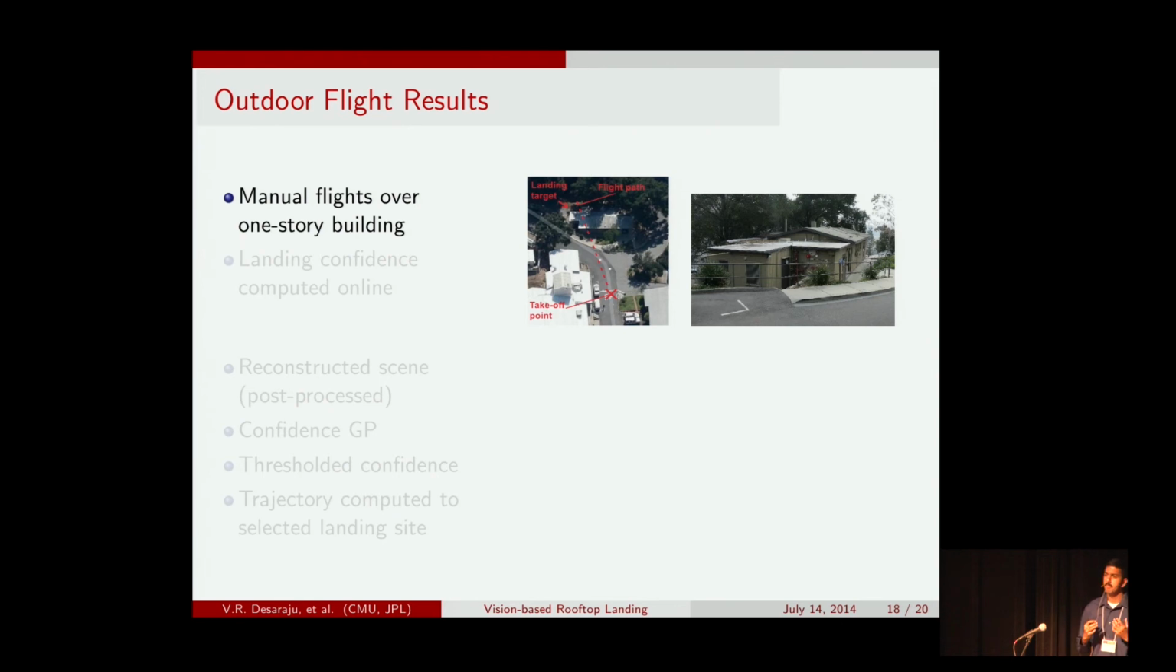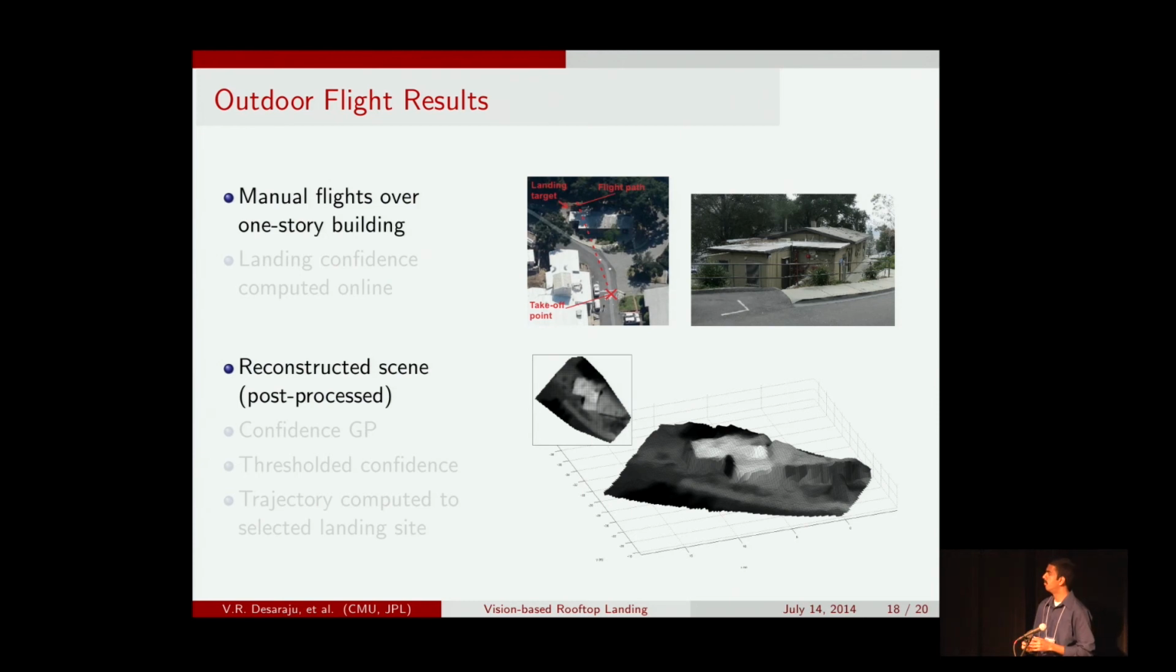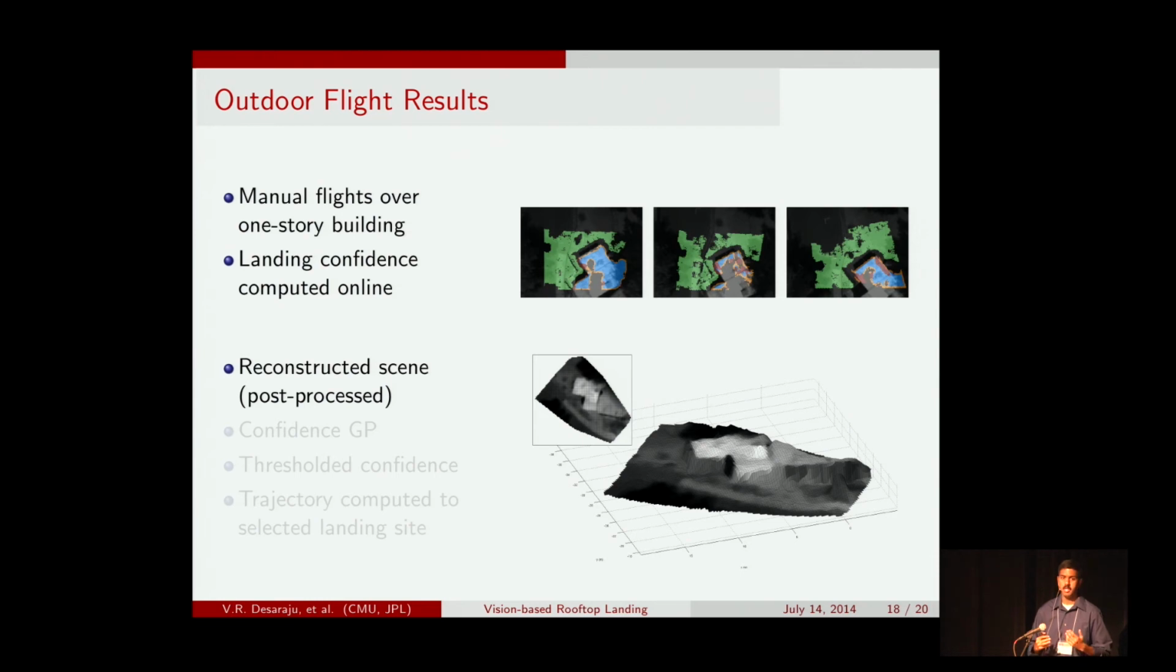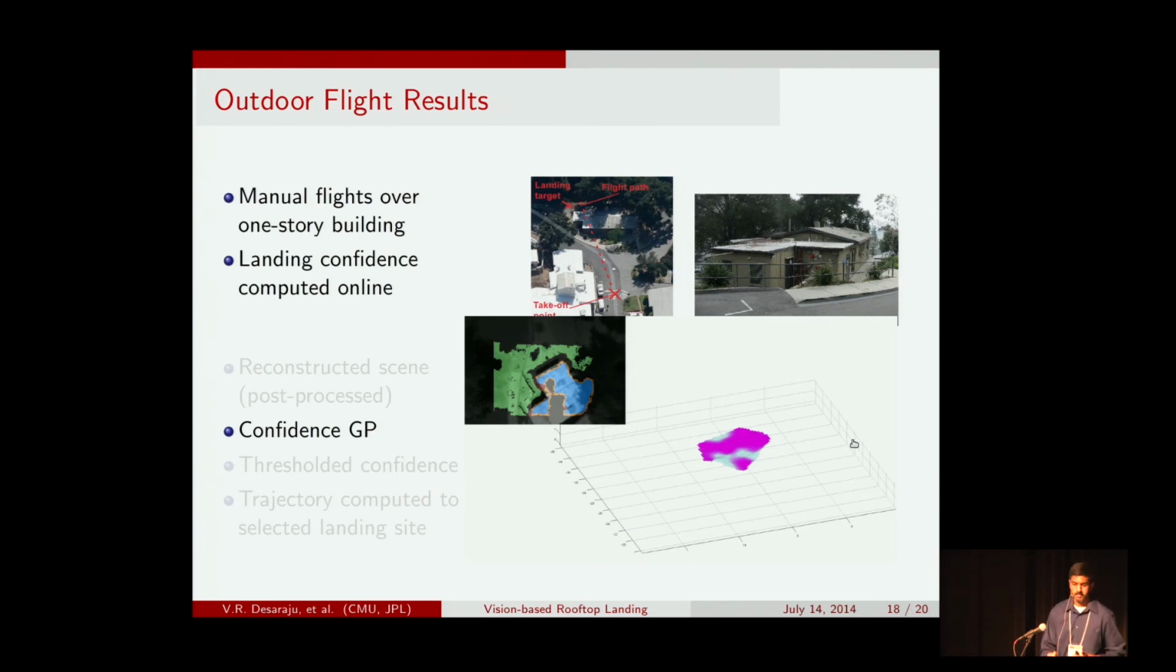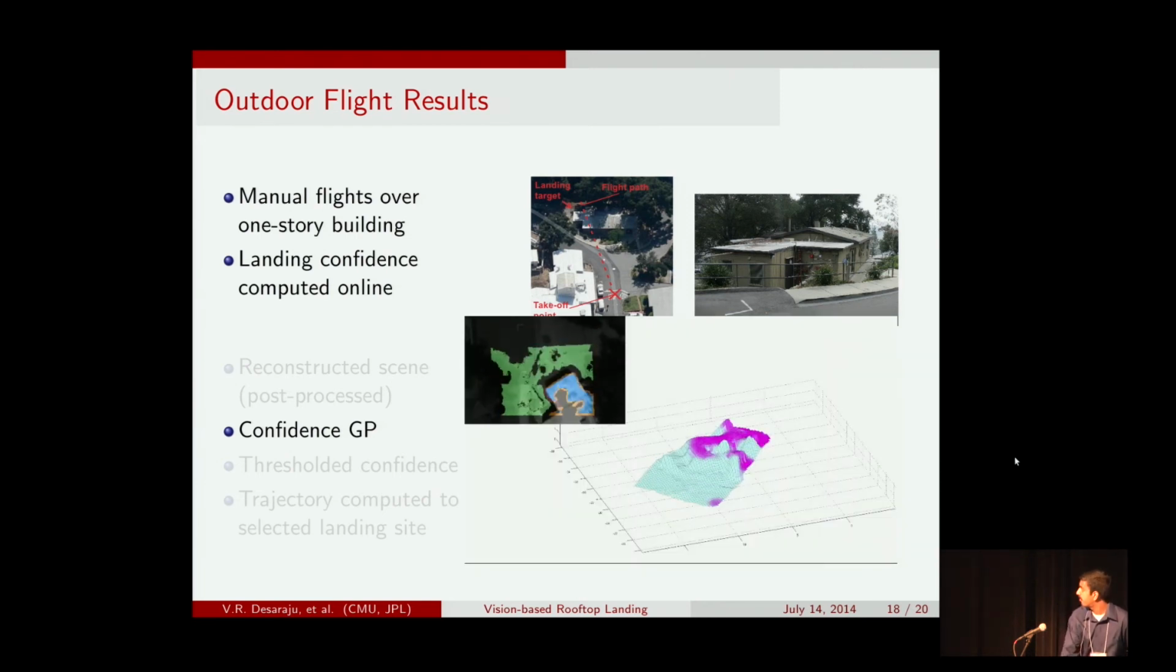So then to actually test this in a more realistic scenario, we conducted a set of manual flights over a 1-story building, which is shown here. We used the data collected from this to verify that we can, in fact, accurately reconstruct the scene below the vehicle. You can see the building here has the same general shape as the building here, and the dimensions are all consistent. During the flight, we also calculated online all these confidence values that I mentioned before. And this allows us to basically, just as in the simulation, build a confidence map GP by stringing together all of this data.